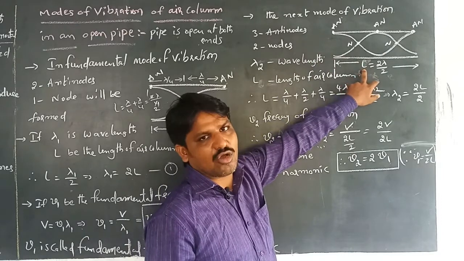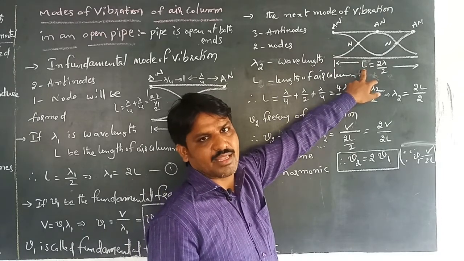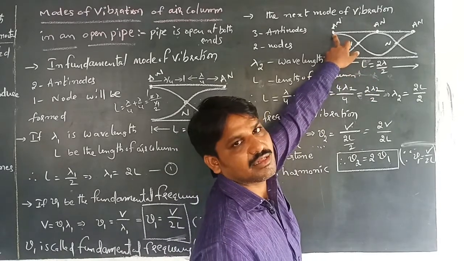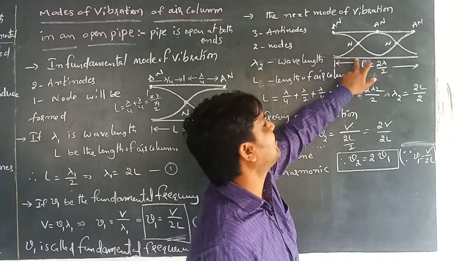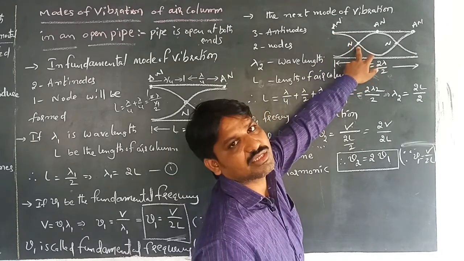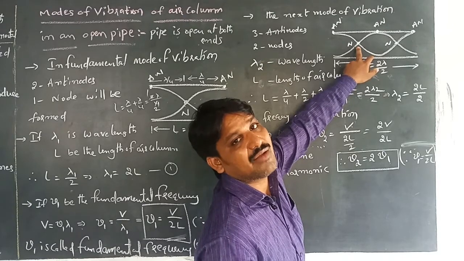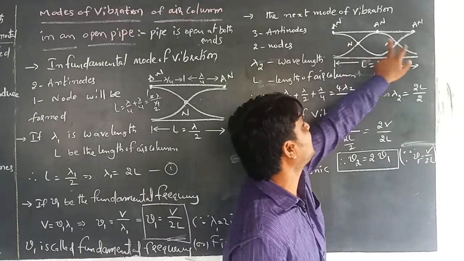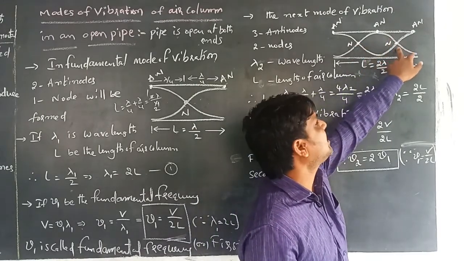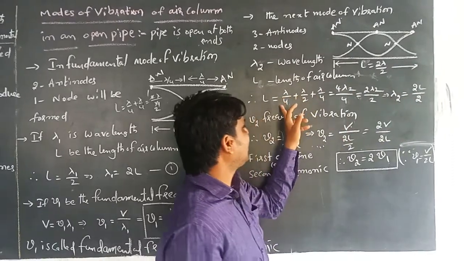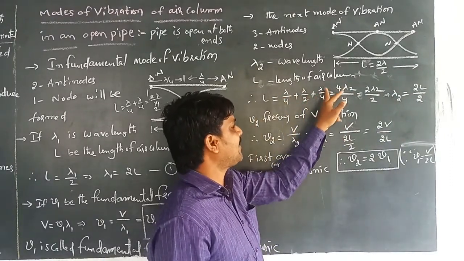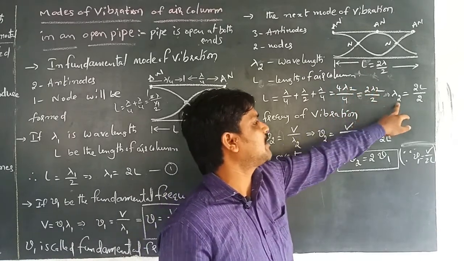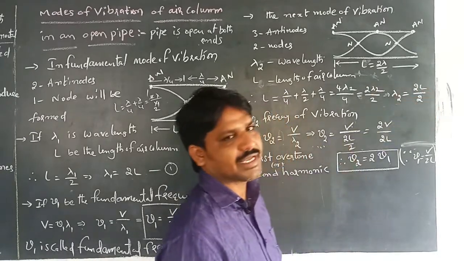The length of the air column in an open pipe: the distance from an antinode to the adjoining node is lambda by 4, and the distance between two consecutive nodes or antinodes is lambda by 2. So L is equal to lambda by 4 plus lambda by 2 plus lambda by 4, which is 4 lambda by 4, so lambda 2 is equal to 2L by 2.